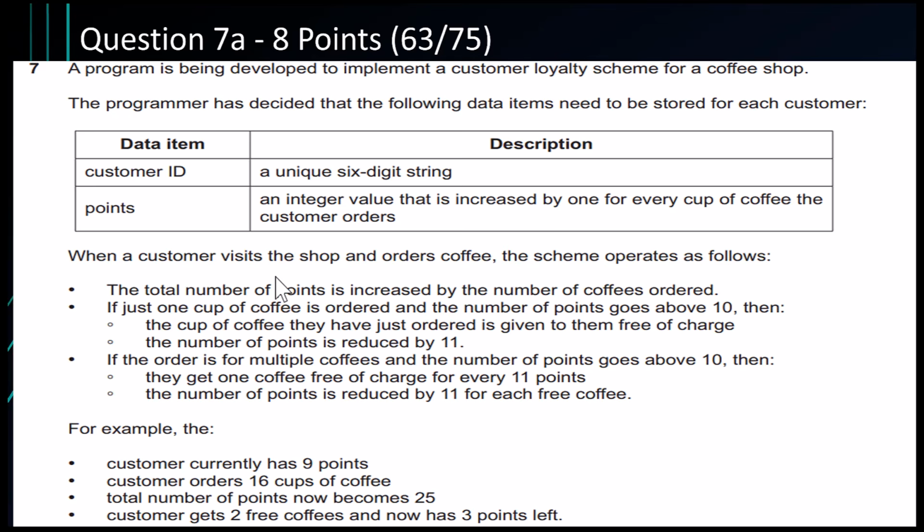If the order is for multiple coffees and the number of points goes above 10, then they get 1 coffee free of charge for every 11 points. The number of points is reduced by 11 for each free coffee. For example, a customer currently has 9 points.